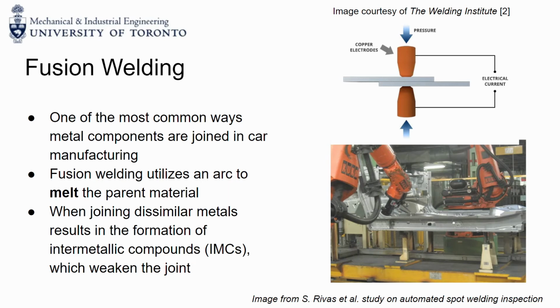One of the most common ways that metal components are joined in a car manufacturing setting is through fusion welding, and more specifically spot welding. You can see those robot arms in the bottom right, which are extremely good at welding in these complex geometries. But the thing is, fusion welding has to melt the parent material to work. And when joining dissimilar metals by fusion welding, this results in the formation of intermetallic compounds, which weaken the joint between the two dissimilar metals.